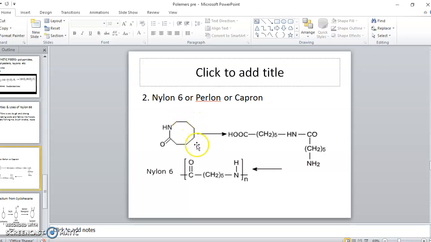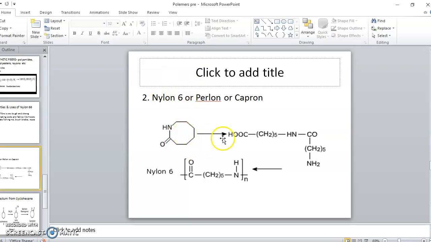Actually, it is a 7-membered ring. Altogether, you have 7 atoms. By mistake, 1 carbon is in excess there and should not be there. Together, there should be 7 atoms, including nitrogen. Anyhow, this unit is called caprolactam.